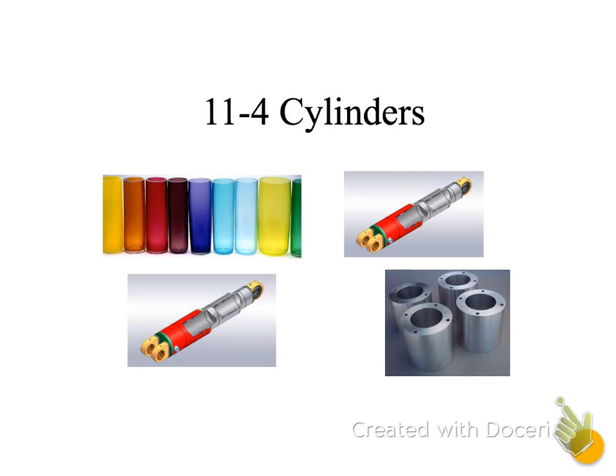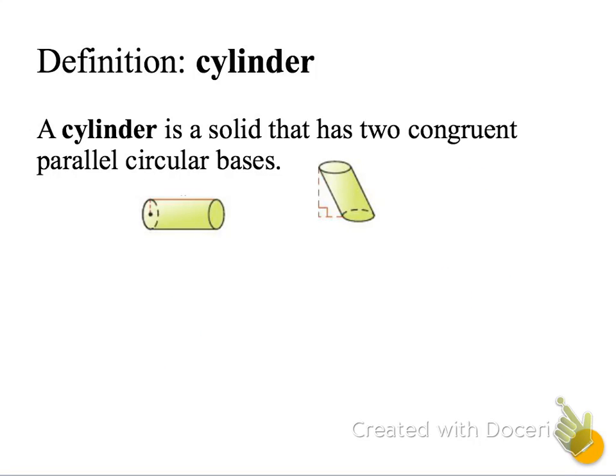So in this video we're going to be doing surface area, lateral area, and volume of cylinders. These are some different types of cylinders that we're going to be looking at. A cylinder is a solid that has two congruent parallel circular bases. So we have our circular bases on them.